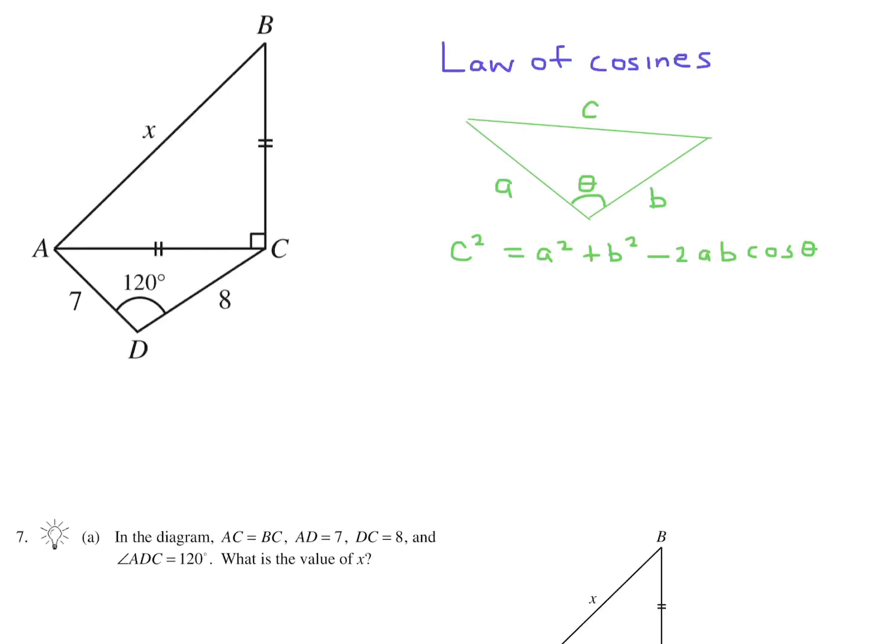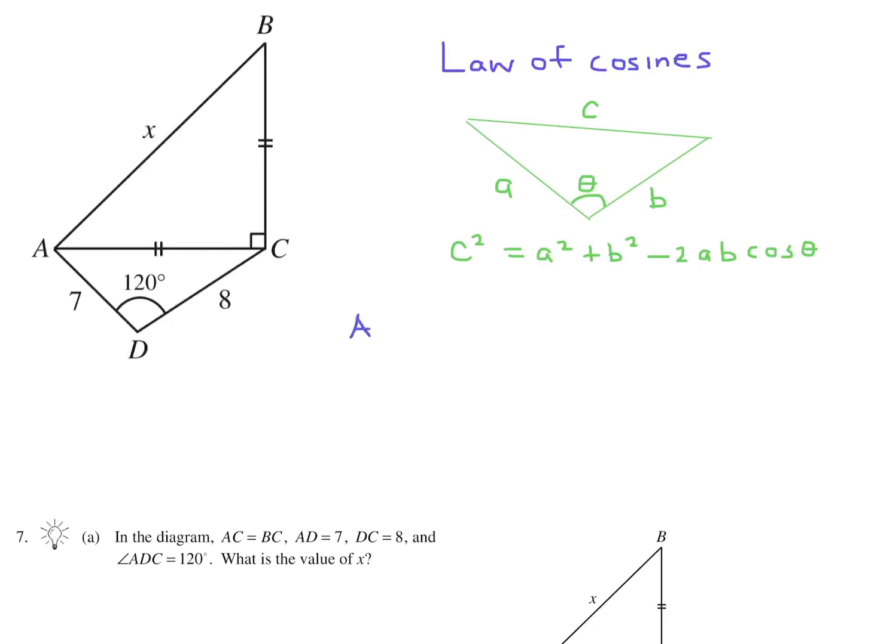Okay, so that's the law of cosines. And we are going to use that law of cosines on this triangle right here. They've set it up for us beautifully, exactly the way that the law of cosines is. All right, so let's do that. We have to figure out AC, right?